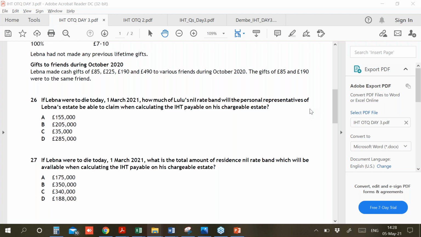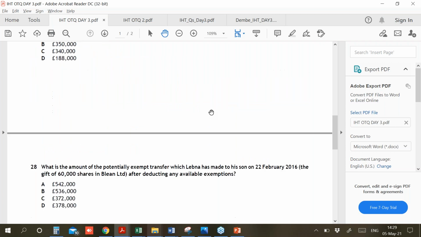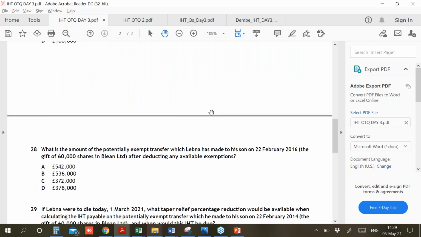This was an important topic that I wanted to teach you. And do remember this concept when we'll be reading this question, because it will help us to answer MCQ number 27. Now, what is the amount of potentially exempt transfer, that we call PET as well, which Lebna has made to his son on 22nd February 2016?